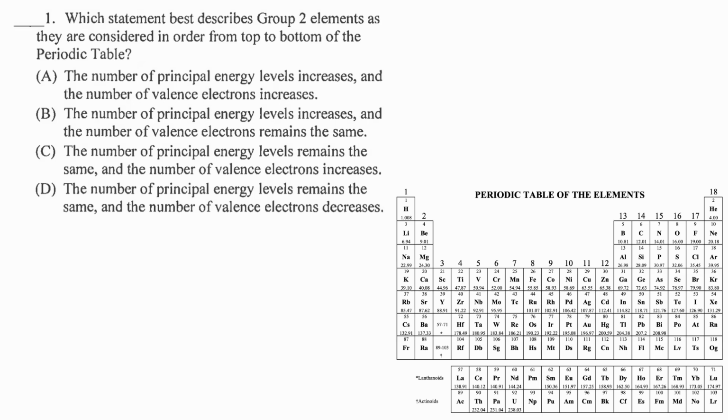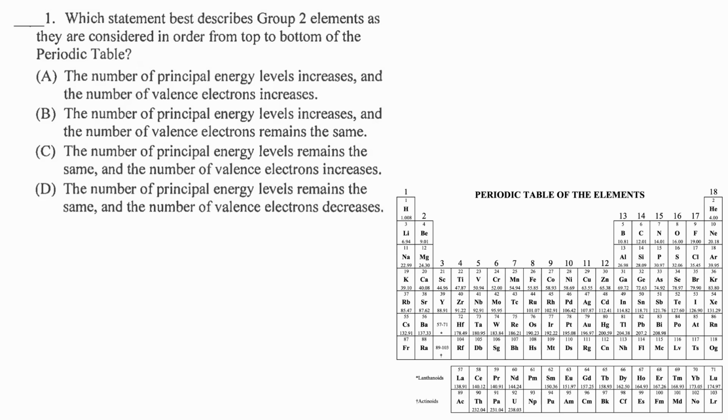Hello everybody, this video is going over the periodic table trends worksheet that we did in class. It's a great opportunity to go over some of the concepts for chapter 5 and also remember some of the key concepts from chapter 4 as well. So number 1 says, which statement best describes group 2 elements as they are considered in order from top to bottom of the periodic table?